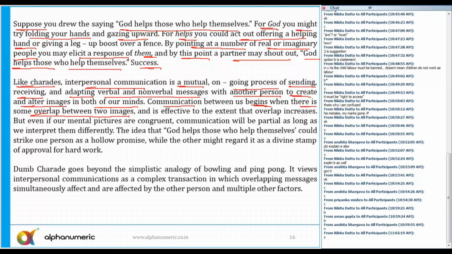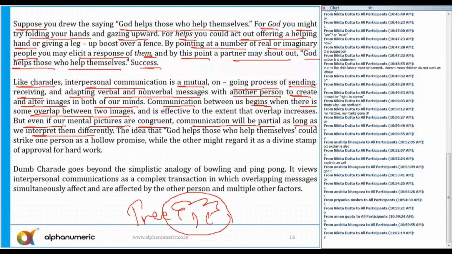So communication begins when there is an overlap between the two images that we have. If there is no overlap, if I'm saying tree and you do not see this picture of tree, then because we are both not seeing the same picture, we will say that the communication has failed. So communication is only when there is overlap between two images. Similarly, he says, even if our mental pictures are congruent, even if we both see the same tree, communication will be partial as long as we interpret them differently.